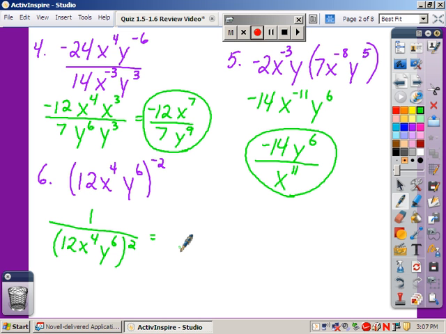When I do that, everything in parentheses stays the same, but that exponent out there turns positive. So now what I do is take this whole bottom thing and square each term. 12 squared, not 12 times 2, 12 squared is 144. Now I have an exponent raised to another exponent, so I'm going to multiply, so that's x to the 8 and y to the 12. That one is done.